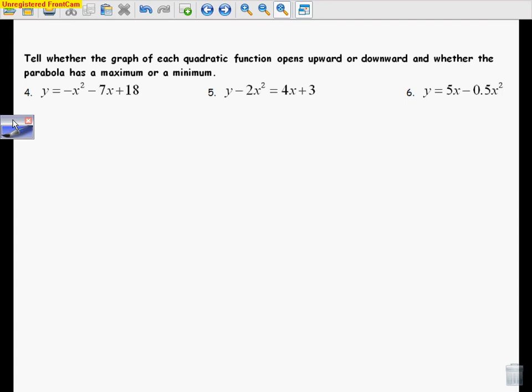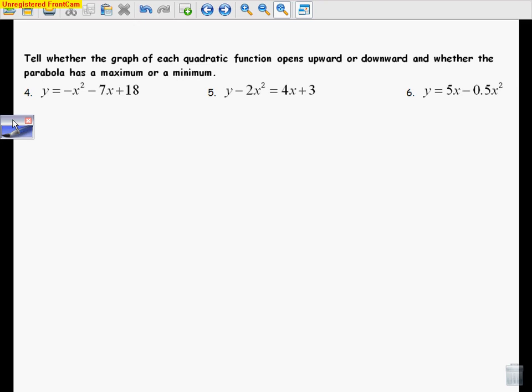These problems say, tell whether the graph of each quadratic function opens upward or downward, and whether the parabola has a maximum or a minimum. Now, when it comes to parabolas opening up or down, we look at the value of a. A is the number in front of x squared when that equation is in standard form. So in all of these problems, all we're doing is putting them in standard form and looking at a. If a is positive, the parabola opens upwards. If a is negative, the parabola opens downwards.